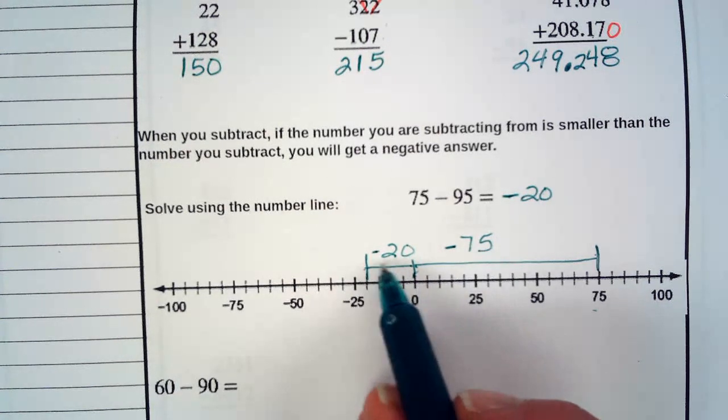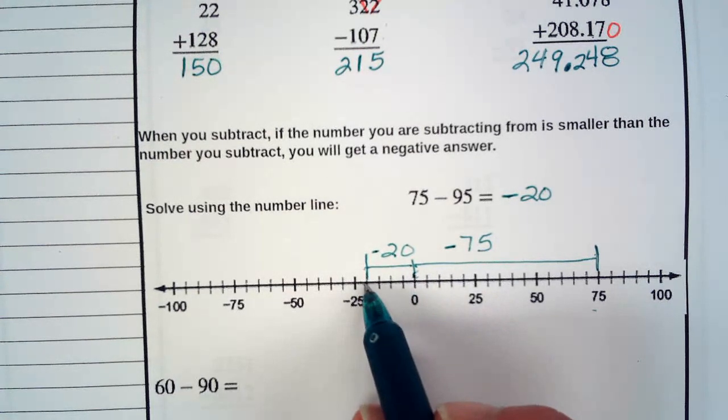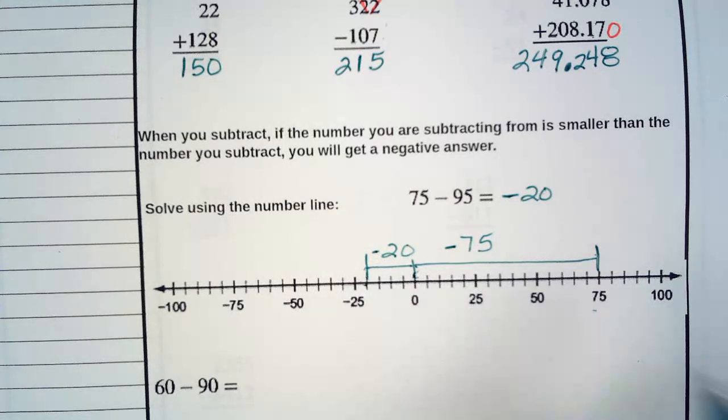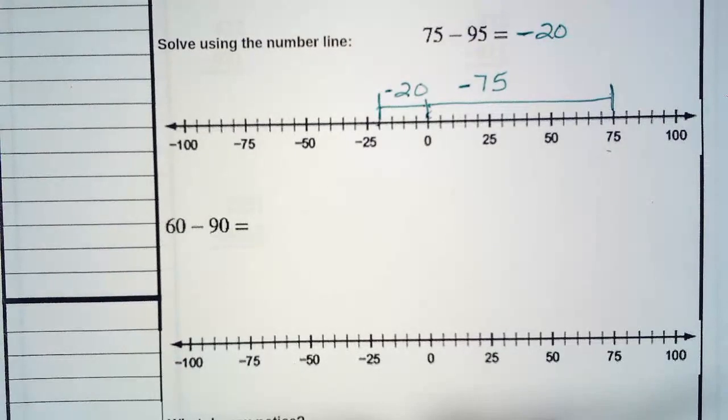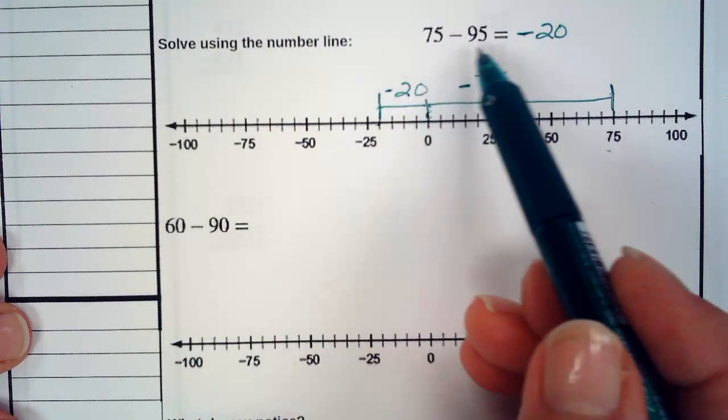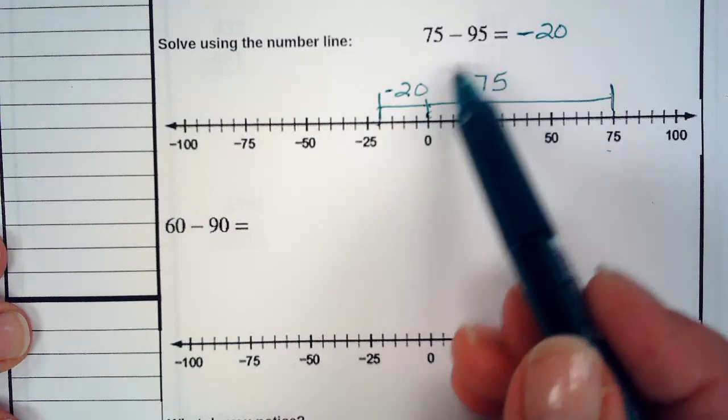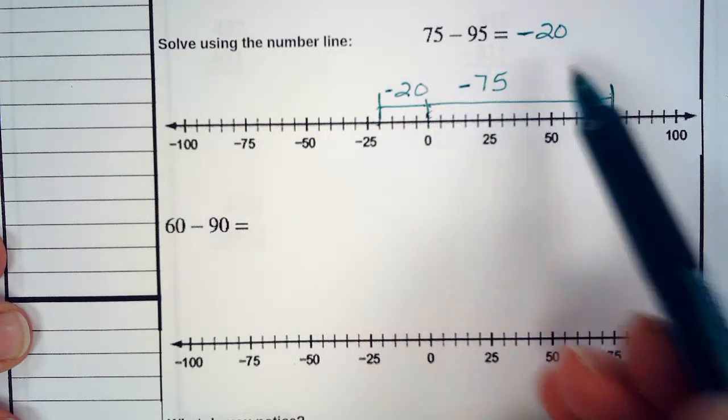That leaves me with 20 more. So I start here and go down 20 more. Negative 20. And we end up at negative 20 as our answer. 75 is smaller than 90. You'll get that negative answer.